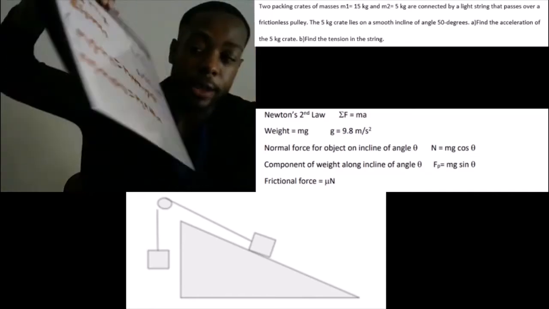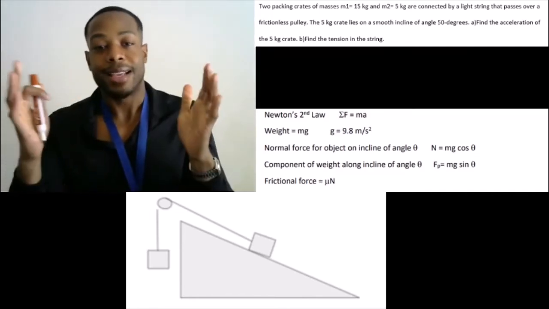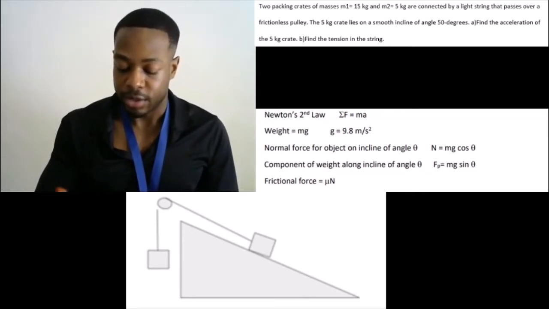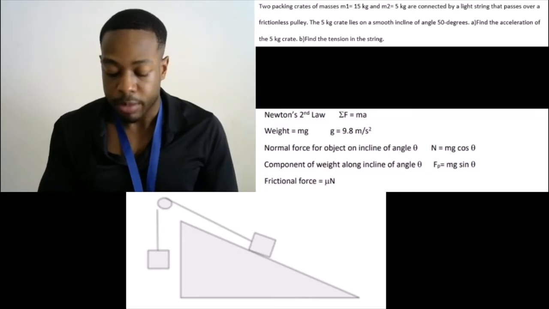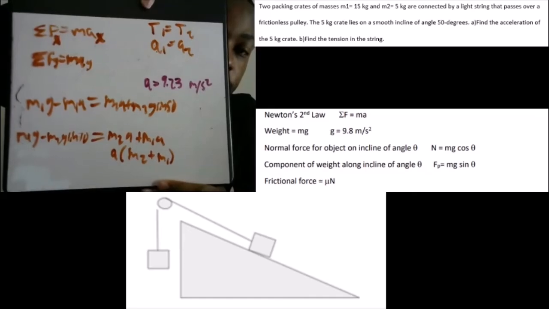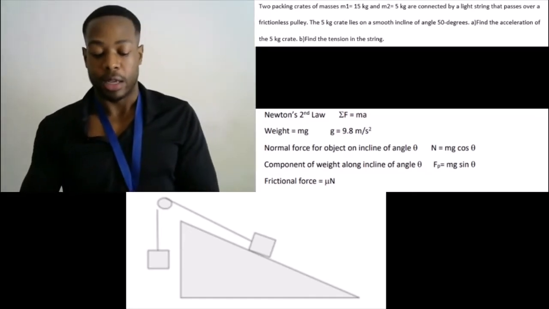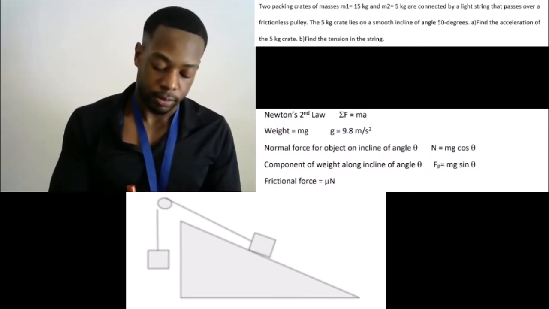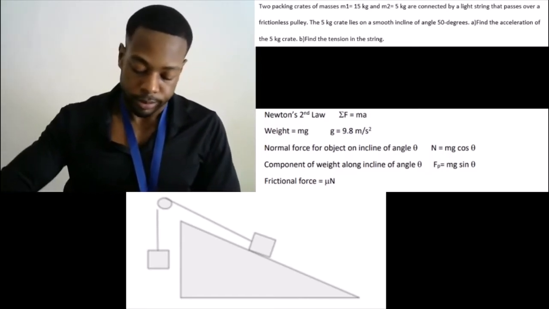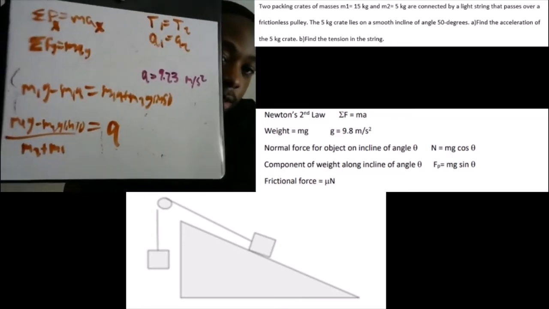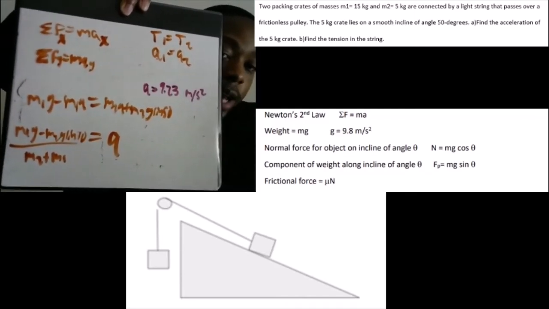2a plus mass 1a. We've got the a's on one side, so let's factor out the a's. So we've got on that side mass 2 plus mass 1 times a. I just factored the a's out. Basic algebra. So with the a's factored out, we can divide the other side by mass 2 plus mass 1. So a equals all that stuff, mass 1g minus mass 2g sine 50 over mass 2 plus mass 1.